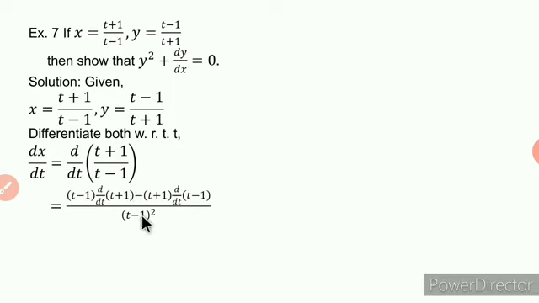Now the derivative of t plus 1 is 1. Similarly the derivative of t minus 1 is again 1. And so now here we get dx upon dt is equal to (t minus 1) minus of (t plus 1), means minus t minus 1, divided by (t minus 1) whole square. Now here we observe in the numerator t and minus t get cancelled, and minus 1 minus 1 is minus 2. So we get dx upon dt is equal to minus 2 divided by (t minus 1) whole square. This is the value of dx upon dt.